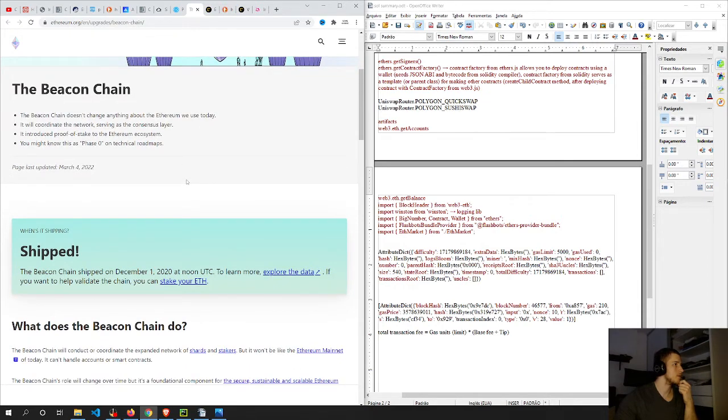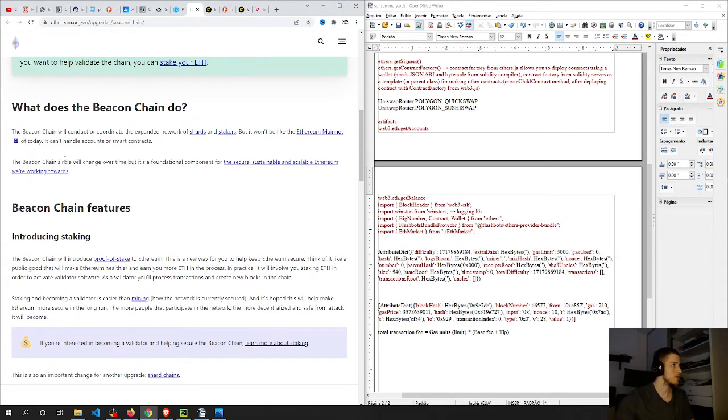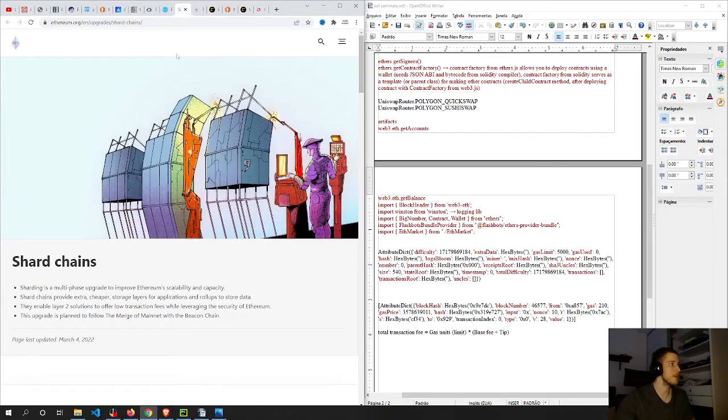The Bitcoin chain doesn't change anything about the Ethereum we use today. It will coordinate the network, same as the consensus layer. Bitcoin chain will conduct or coordinate the expanded network of shards and stakers, but it won't be like the Ethereum mainnet of today. It can't handle accounts or smart contracts. So it's similar to the principle of an uncle, but it doesn't handle accounts and smart contracts.